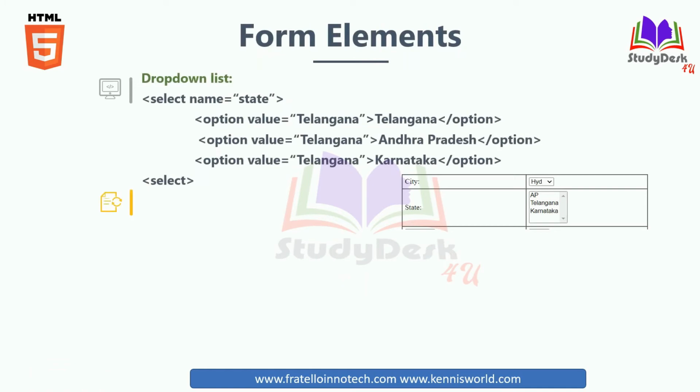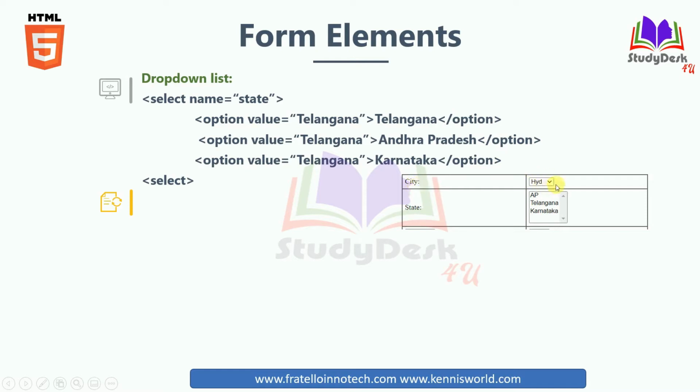This drop down list is nothing but, here we have two elements we need to specify. Those are the select element and the option element. The select element defines a drop down list like this. Here is the image, in this city I have to select a city here.